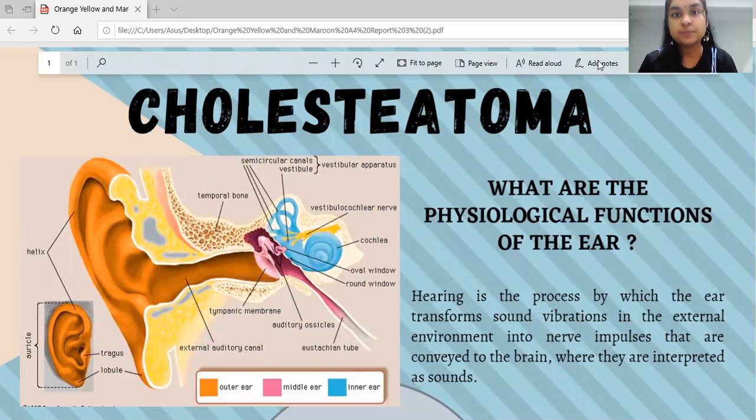Today, I'm going to explain about the cholesteatoma disease. Before we go on to the disease, let's first see the anatomical structure of the ear. This is the anatomical structure of the ear.